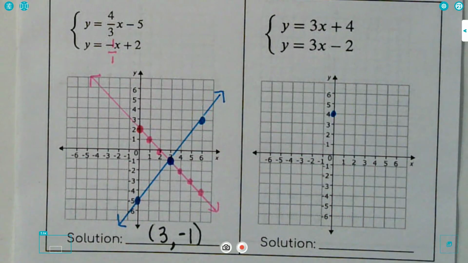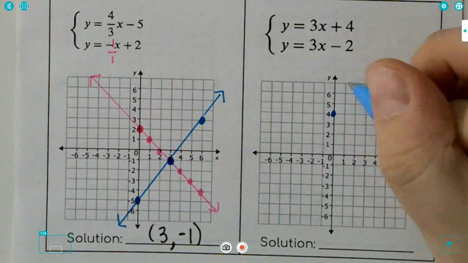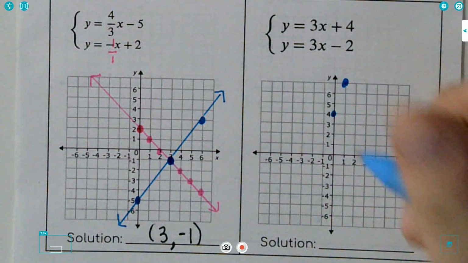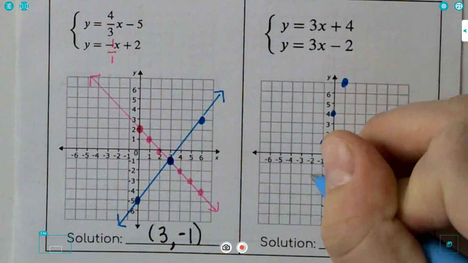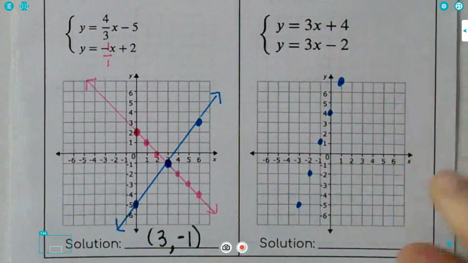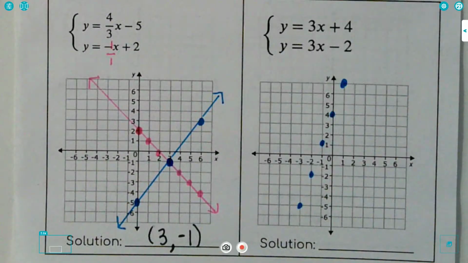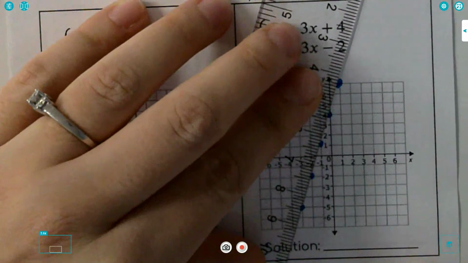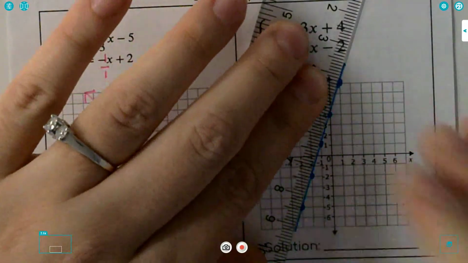And then our slope is 3. So we'll go up 3, right 1. Up 3, right 1. We can also go down 3, left 1 a couple times. Actually, like 3 times. Connect all of those.